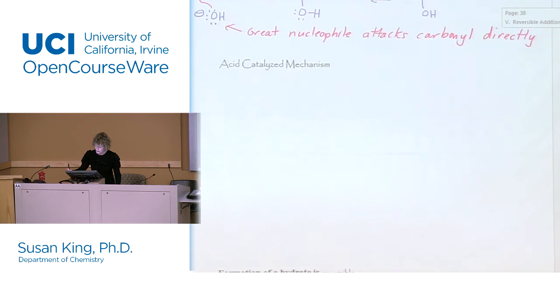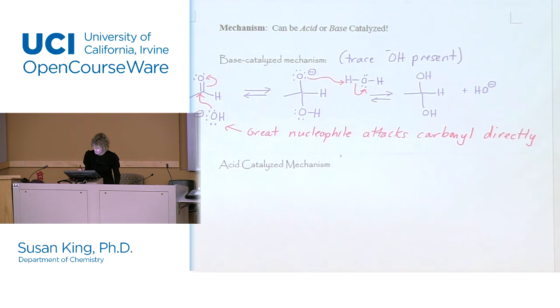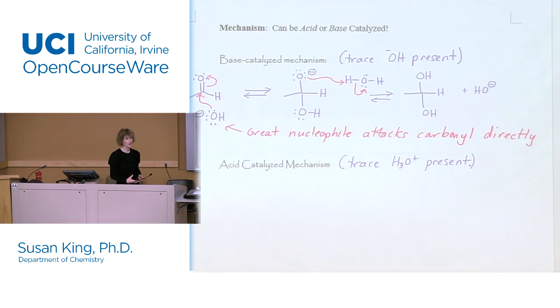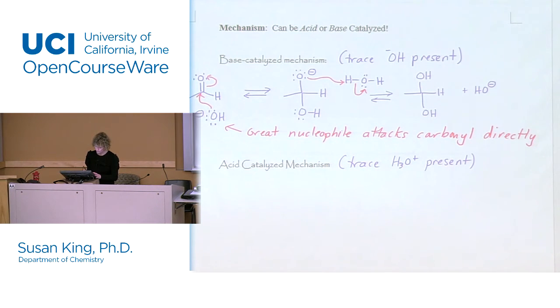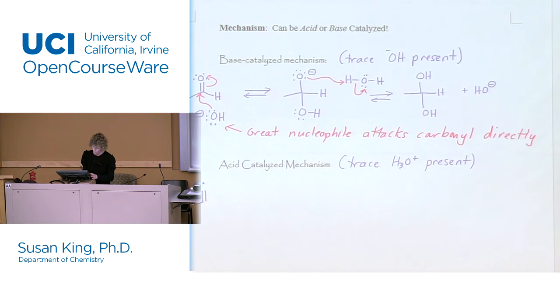You also need to know the acid catalyzed mechanism. So for acid catalyzed, trace of H3O plus present for the acid catalyzed mechanism. So if you can remember back to epoxides, what do we do in the acid catalyzed mechanism? We protonated the oxygen first, right? We're going to do the same thing here. So nice to be able to draw that parallel here.